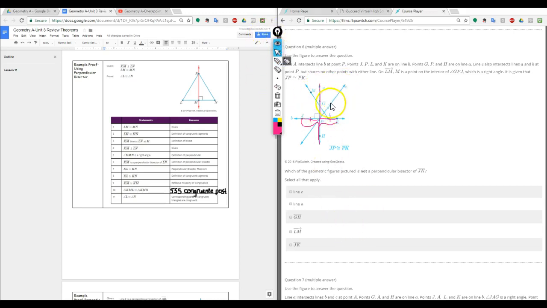So we have line C. We have segment GH. Segment GH is on line A, so it is a perpendicular bisector. Vector LM is not a perpendicular bisector, and segment JK cannot be perpendicular to itself. So there's that.